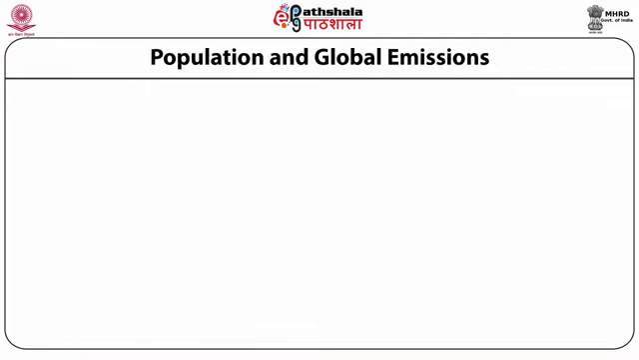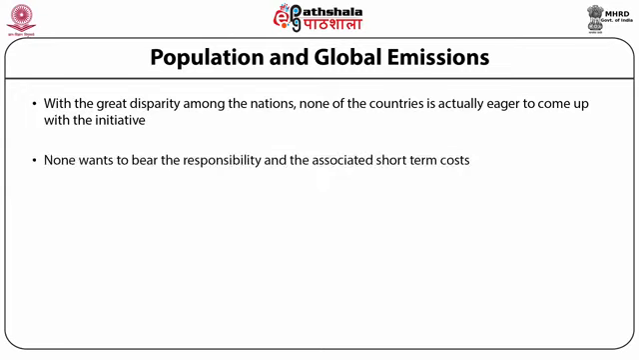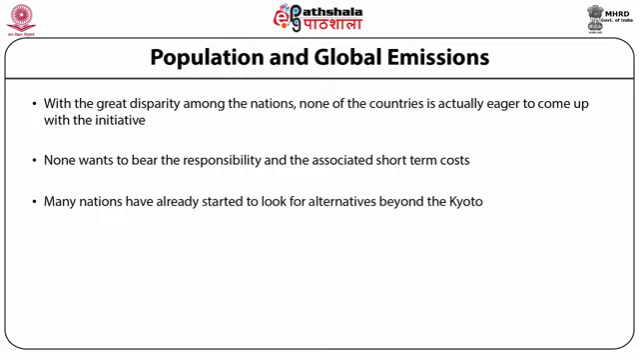Population and global emissions. With the great disparity among the nations of the world when it comes to the emission levels, none of the countries is actually eager to come up with the initiative. Actually, none wants to bear the responsibility and the associated short-term costs. Thus, many nations have already started to look for alternatives beyond the Kyoto.